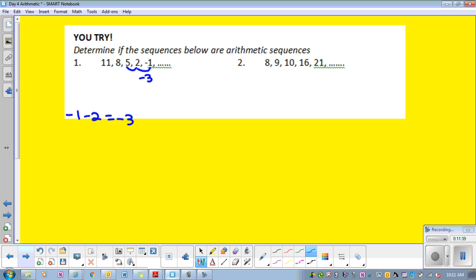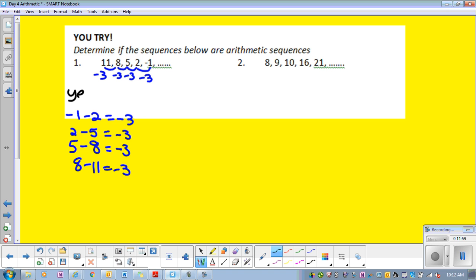Let's try this one. 2 minus 5. Negative 3. Oh, good. What's 5 minus 8? Negative 3. And what's 8 minus 11? Negative 3. So is this one arithmetic, guys? Yes, because d equals negative 3. Because remember, arithmetic has a common difference. It has d. All right?